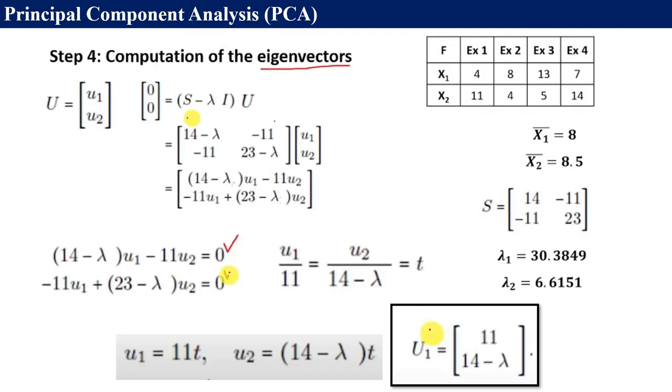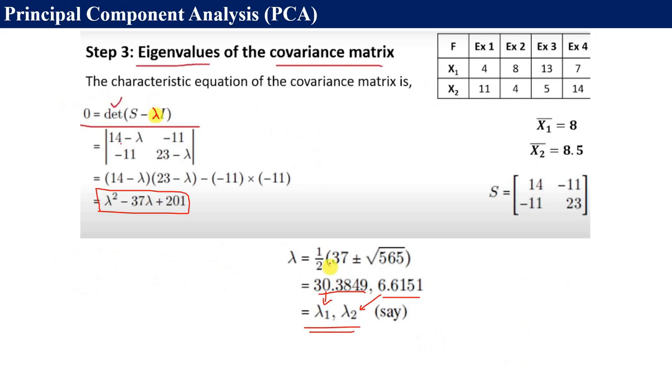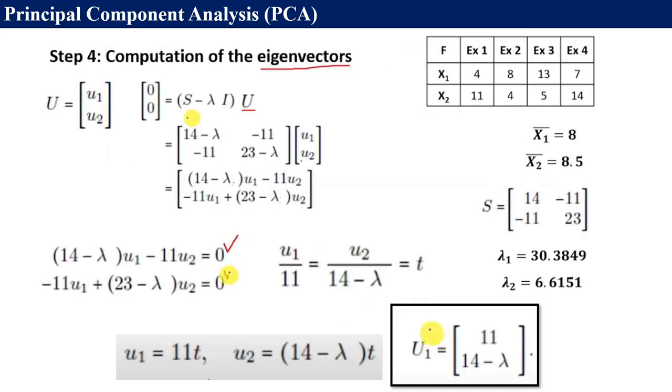Now we will calculate the eigenvector. The eigenvector is found from S minus lambda I multiplied by the vector, equal to the zero matrix. So U1, U2, these are our eigenvectors. So 14 minus lambda, minus 11, minus 11, 23 minus lambda, times U1, U2, is equal to 0, using the same matrix from the beginning.